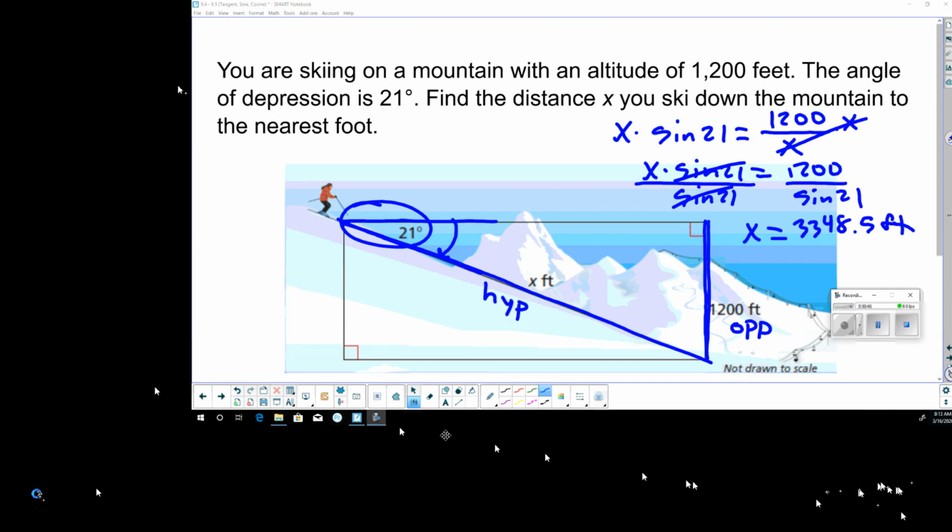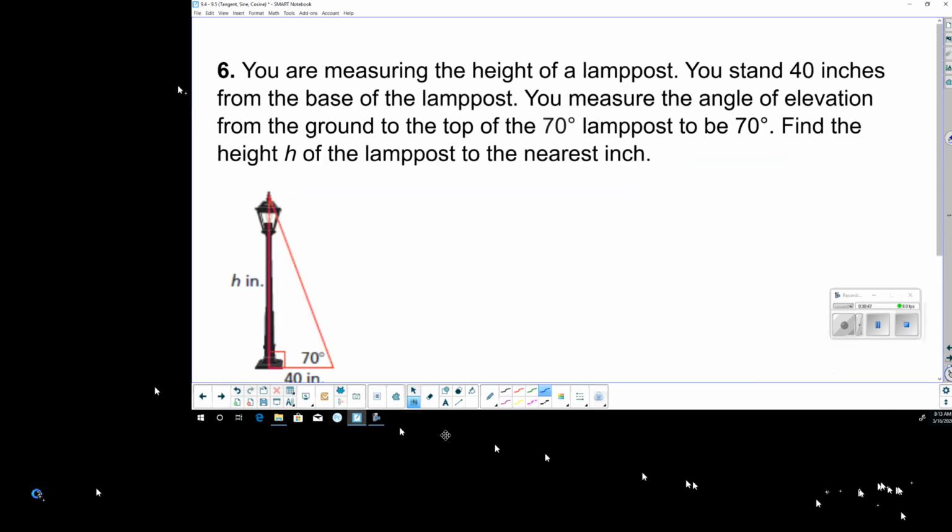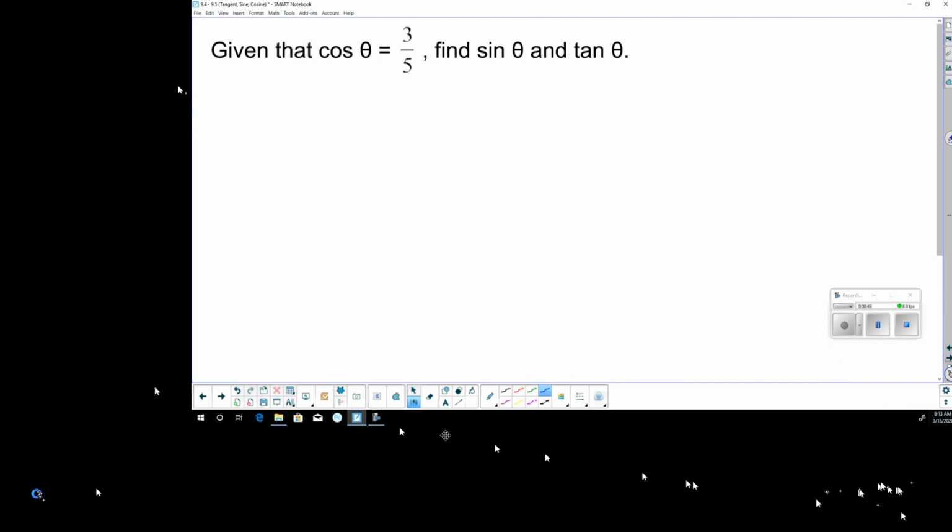Okay, the last thing we need to do is work through a problem like this. It says, given that the cosine of theta equals 3/5, find the sine of theta and the tangent of theta. So this is kind of weird because it doesn't give me a triangle and it doesn't tell me any angles. It just tells me what the cosine is equal to. What you'll always do in these problems is draw a right triangle.